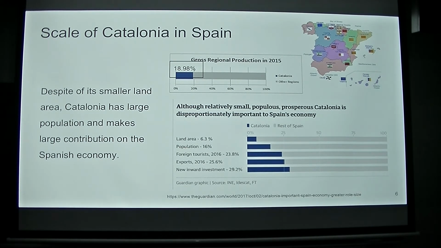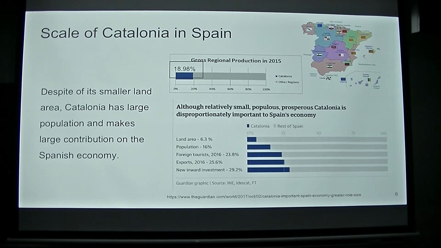Yeah, very. Any other questions? So I think you said that until 2000, the immigrants were basically from other areas within Spain. But after 2000, more foreigners started moving to Catalonia. Why did foreign people start coming?